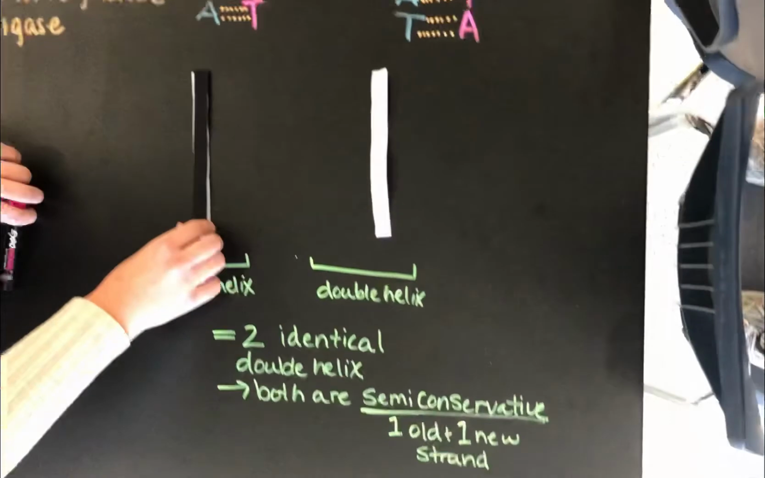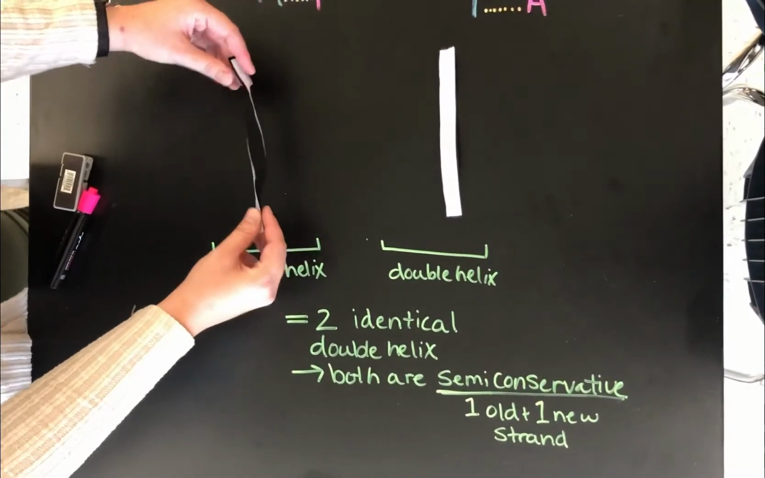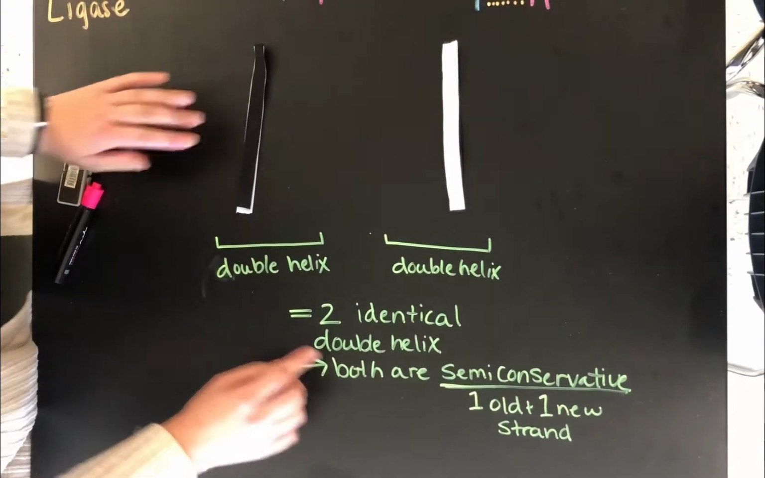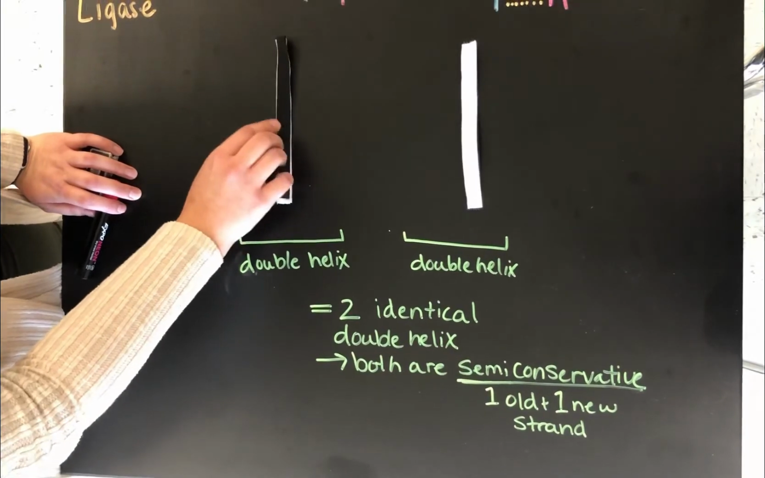So by the time you get to the end, you have 2 double helixes, and these 2 double helixes will be identical. And this is called semi-conservative because there's 1 old strand and 1 new strand.